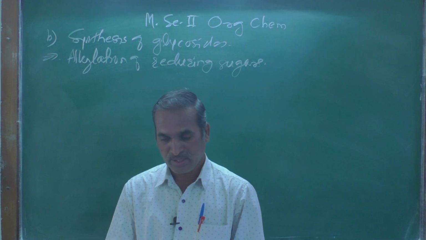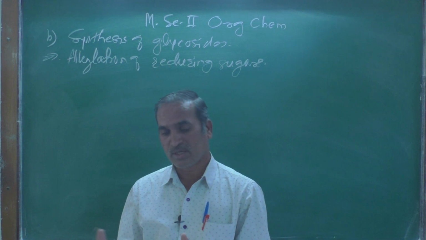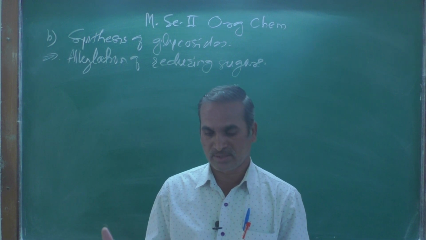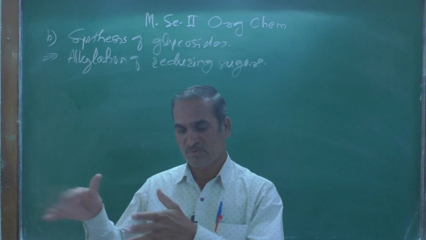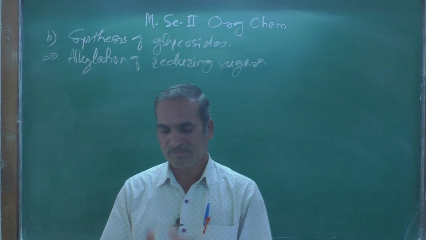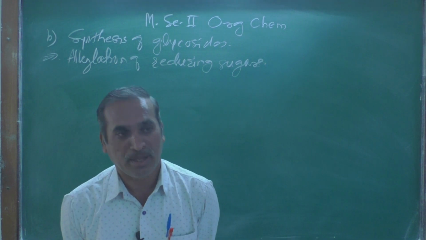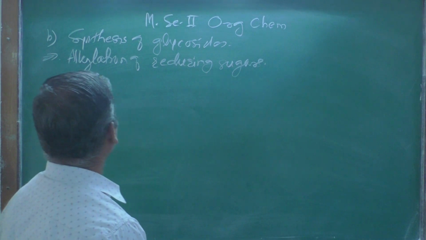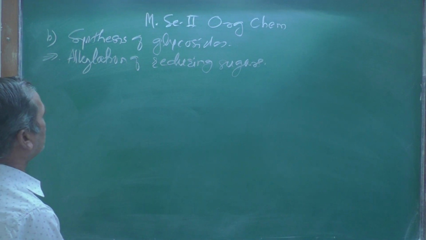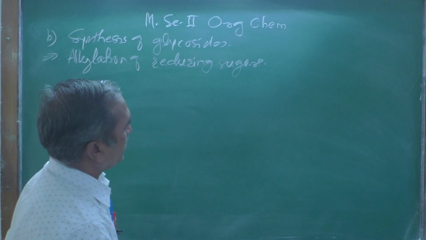glycosylidine diazirine, and after that taken as a glycosylidine coupled with another derivative of that glucose unit, and we get different derivatives. In that way we have learned the details of that compound. Now the last point remaining in this chapter on the synthesis of glycosides is the alkylation of the reducing sugar.